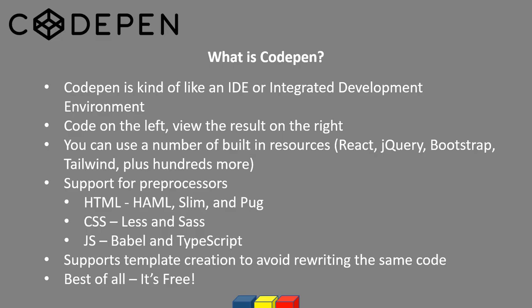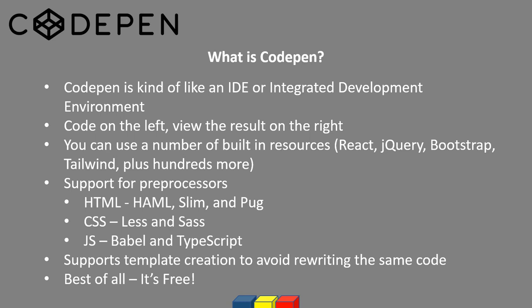So what is Codepen? Codepen is kind of like an IDE, or an integrated development environment. Essentially, what you see on the slide here is what you can really do. You code on the left, you view the result on the right, or vice versa. You can use a number of built-in resources. You can build React apps. You can use libraries like jQuery, Bootstrap front end, Tailwind front end.